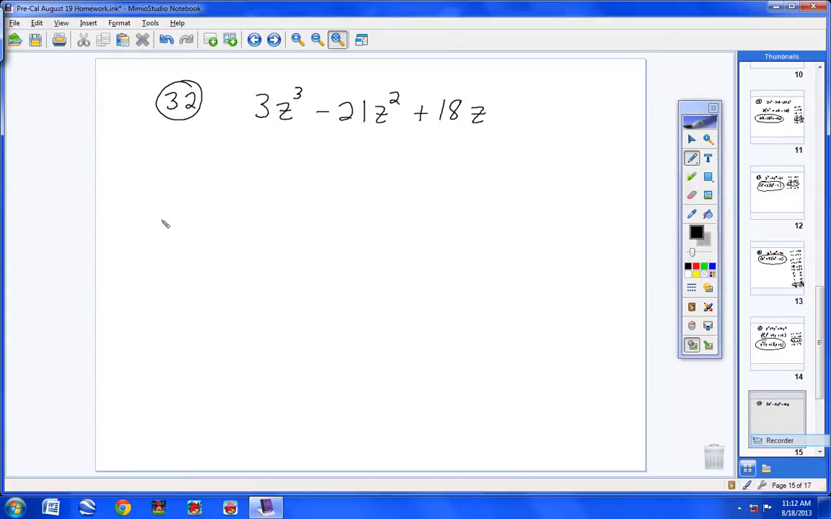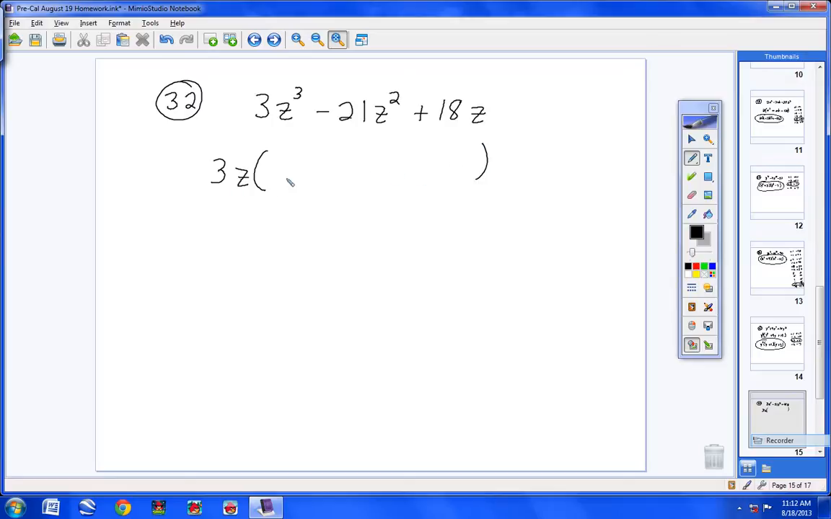All right, number 32. Well, I can pull quite a bit of stuff out of this. I've got a 3, a 21, and an 18. So I know for sure I can pull a 3 out. I've got 3 z's, 2 z's, and I've got 1 z right here. So I know I can pull 1 z out. Let's go ahead and do that. I always put lines through my z's so that they don't look like 2's.